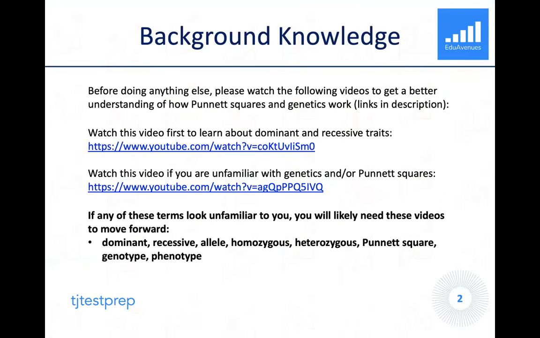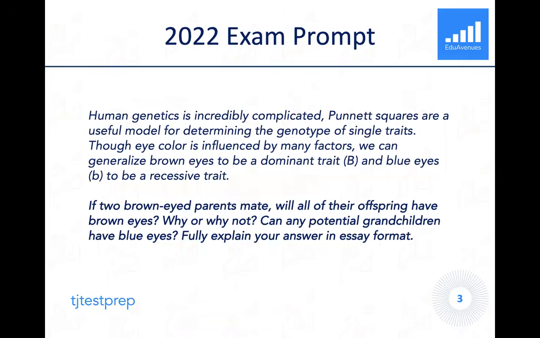For some background knowledge, before doing anything else, please watch the following videos in order to gain a better understanding of how Punnett squares and genetics work. The links are in the description as well. If any of the following terms look unfamiliar to you, you will likely need these videos before moving forward: dominant, recessive, allele, homozygous, heterozygous, Punnett square, genotype, and phenotype.